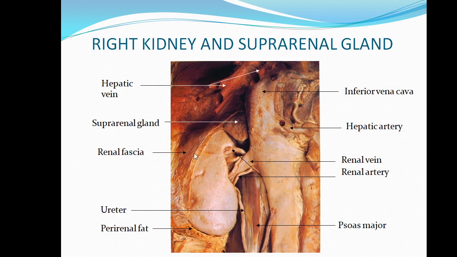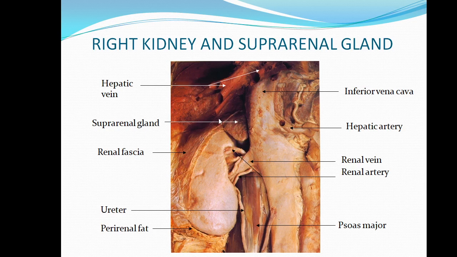Here you can see the right kidney and its relations. This outer covering is the fibrous capsule. Then you can see the perirenal fat, this layer, and here you can see the renal fascia. And here you can see the suprarenal gland lies in a separate compartment.